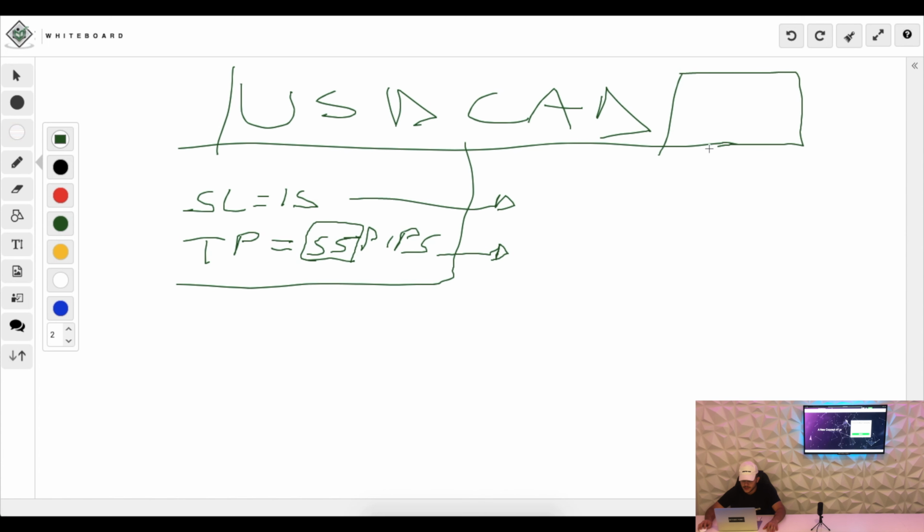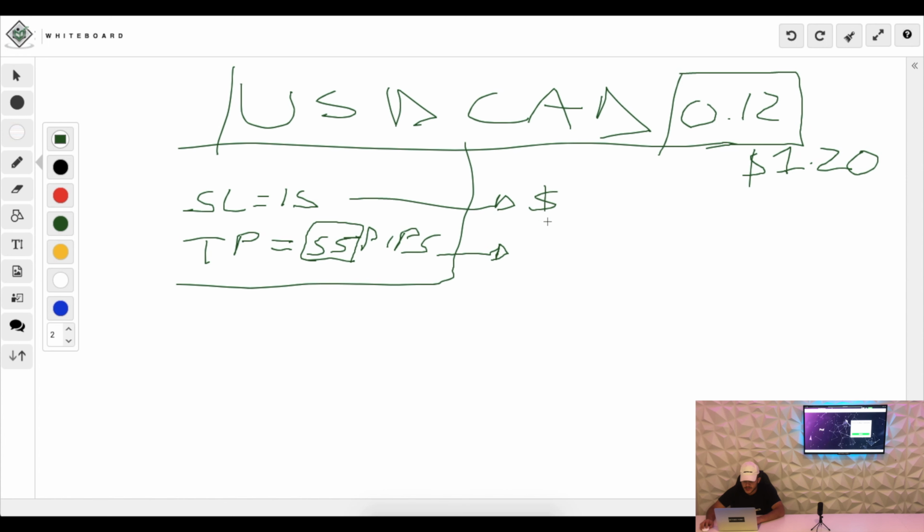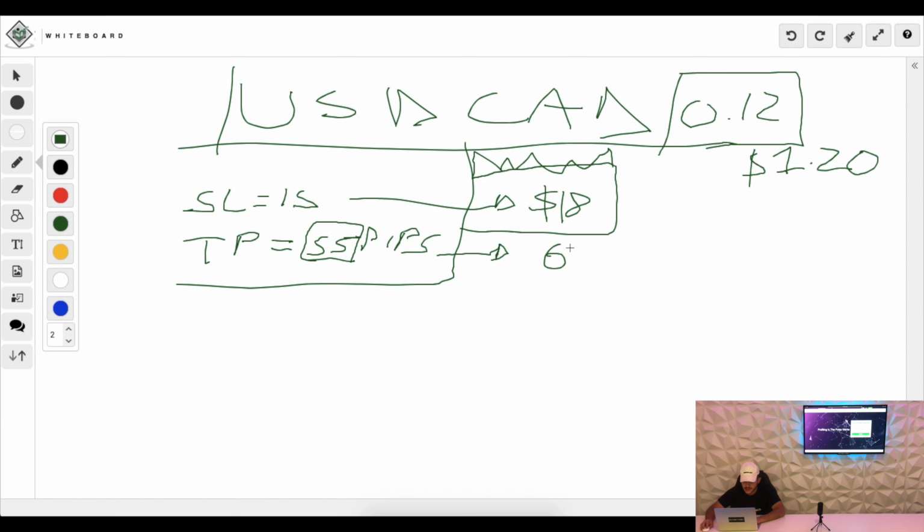Let's use a lot size of 0.12. That will be $1.20 a pip. You simply do the math. It's 15 times 1.20, so you're possibly losing $18. So you are risking in this example $18, winning $66.